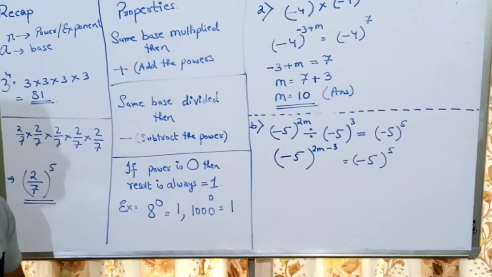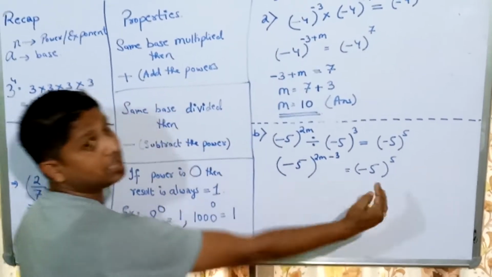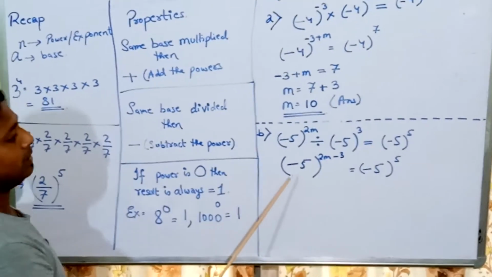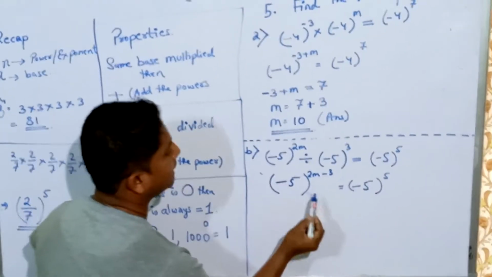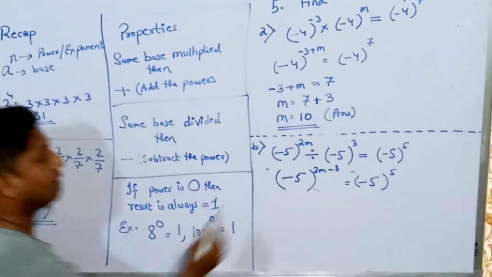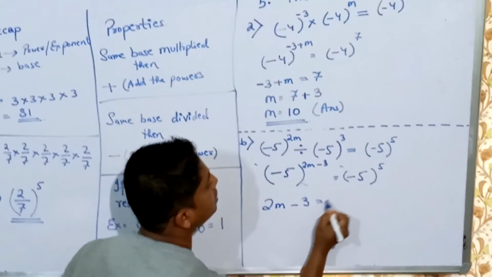Now I have already said, just compare whether the bases are same on the two sides of the equal to sign or not, and it is same. This side is -5, this side is -5. So I said you can cancel it in your mind, and the remaining thing is 2m minus 3 equals to 5.